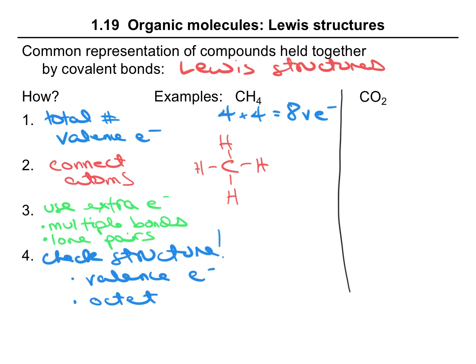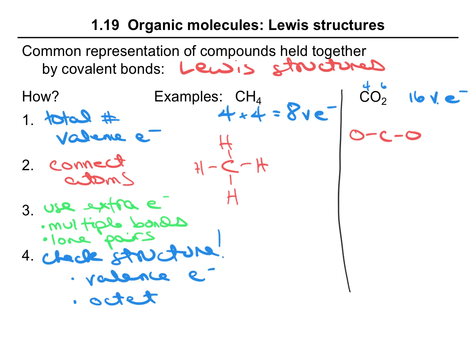Let's look at another example, CO2, carbon dioxide. So starting with the total number of valence electrons, carbon has 4 valence electrons and each oxygen has 6, so that gives us a total of 16 valence electrons. Now next up, we can connect our atoms. And there's really a couple ways you can go about this. If you want to go the simplest way, let's just guess that carbon is going to be in the middle and our oxygens are going to be on the outside. So OCO is a way to connect the atoms.